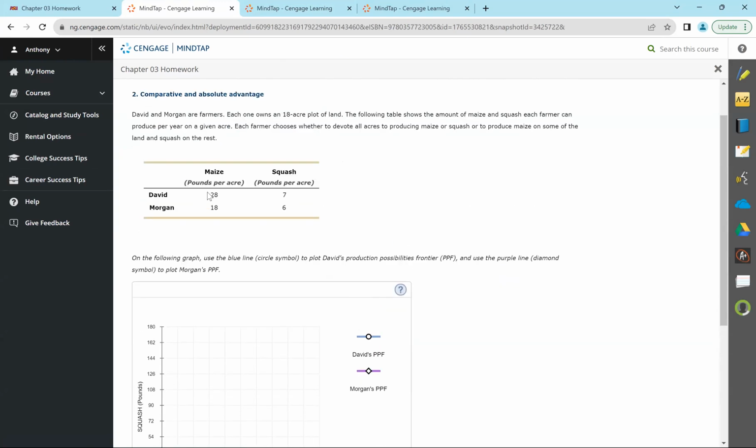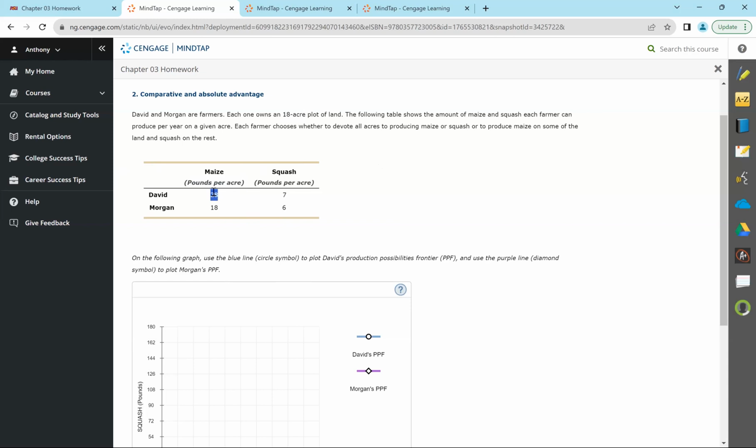We can look at this one. David and Morgan are farmers. Each owns an 18-acre plot of land. The following table shows the amount of maize and squash each farmer can produce per year on a given acre. Each farmer chooses to devote all acres to producing maize or squash, or some of each. Okay, so the big thing here is they have an 18-acre plot. This is per acre.